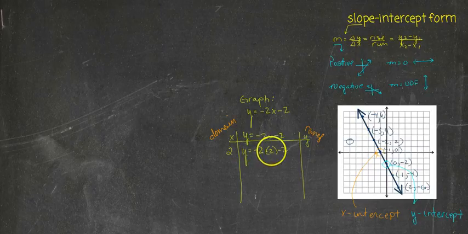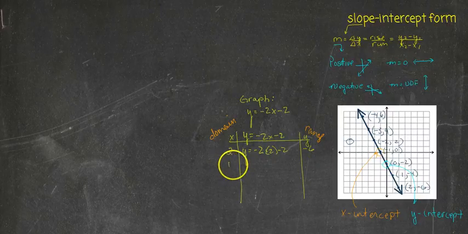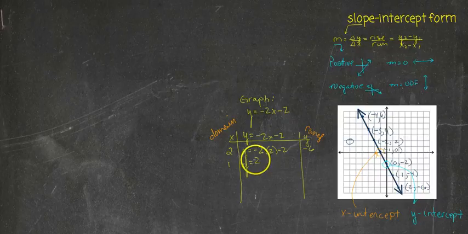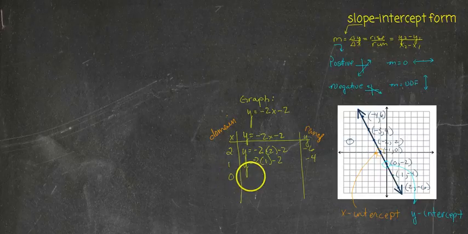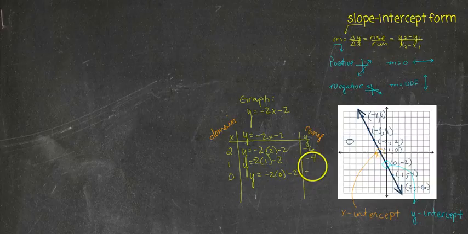Negative 2 times 2 is negative 4 minus 2 is a minus 6. And then I could choose a 1. Y equals negative 2 times 1 minus 2, so that equals negative 4. Then if I choose 0, y equals negative 2 times 0 minus 2, that equals minus 2.